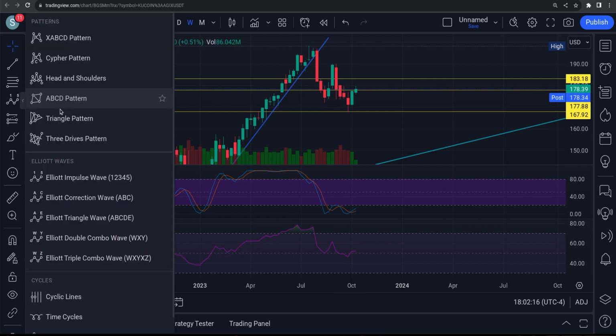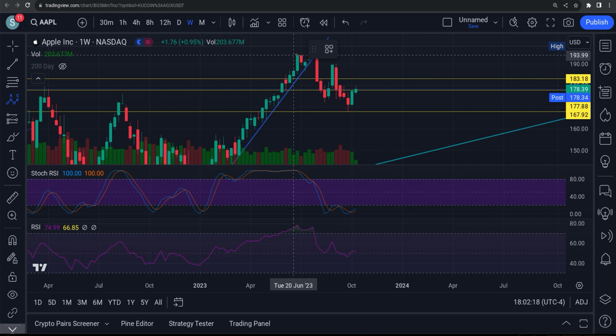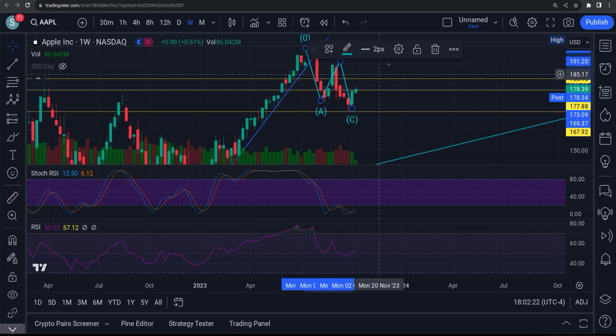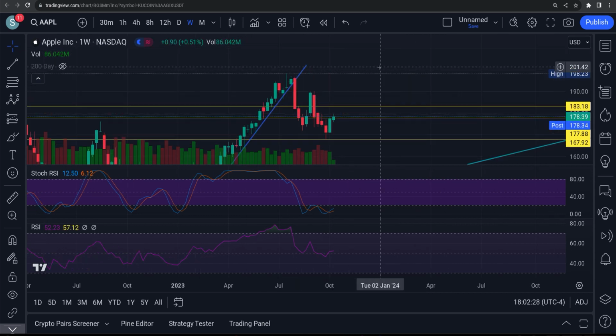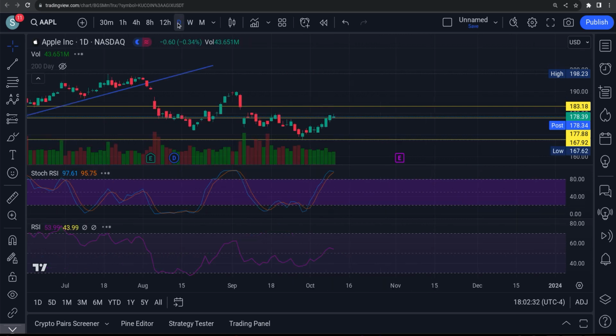That was definitely an ABC correction in here, right here, A, B, C. Okay, so that should have finished that up. All right, now we have this fifth wave coming up here. We have the weekly RSI reset. We have the daily. Daily's getting towards the top.